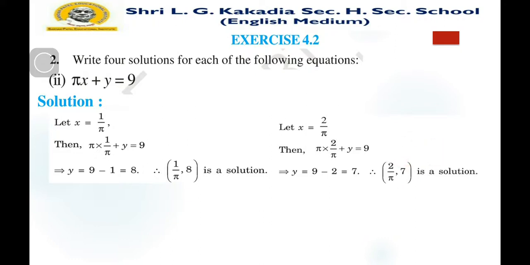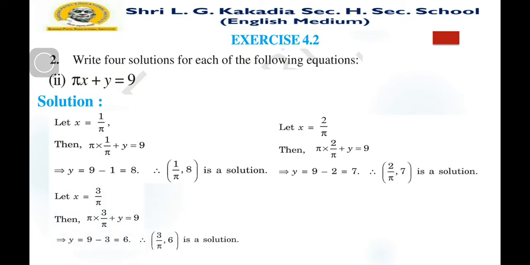As well as, we are going to take 3 by pi, so that we can find the value of y as 6. So 3 upon pi comma 6 is a solution of the given linear equation. As well as we can take 4 by pi. So we can find 4 by pi comma 5 is a solution. So we put the value of x and reduce it to one variable y. Then we can find the value of y.